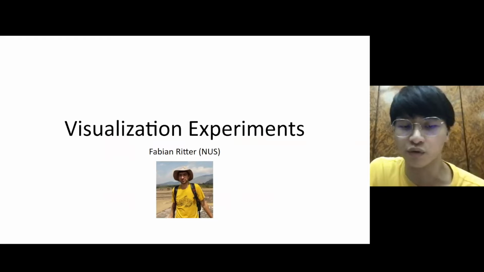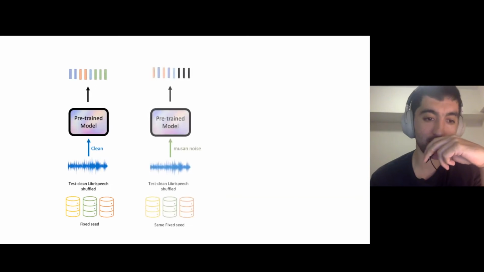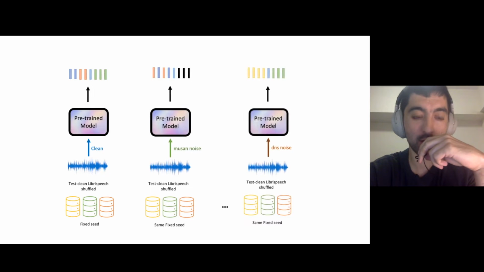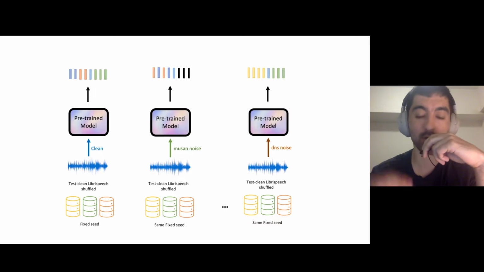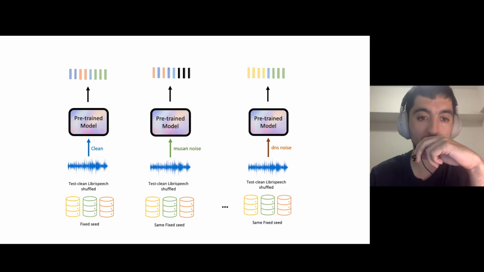Hello, everyone. To further understand how these models are robust between different noise distortions, we did some visualization experiments. Basically, we took the test clean portion of the LibriSpeech dataset and randomly shuffled it, and we took 100 points for each of the cases, for clean speech and for all of the other distortions. We plot a t-SNE representation of the final layer of the pre-trained model for each of these cases.